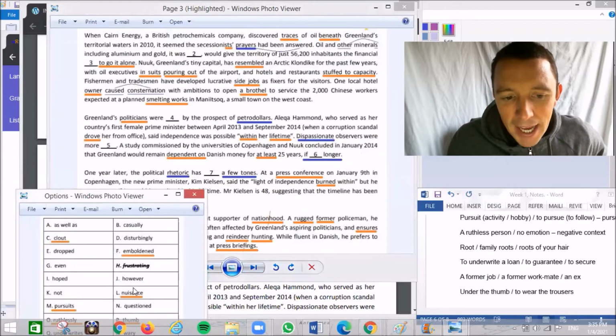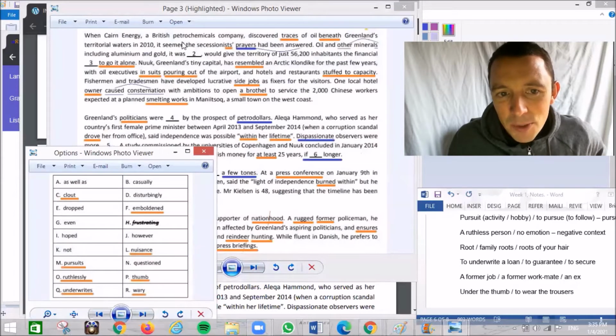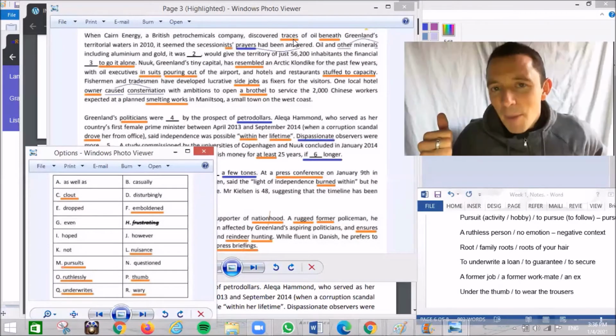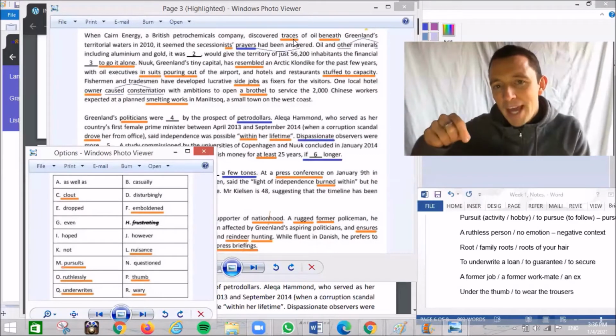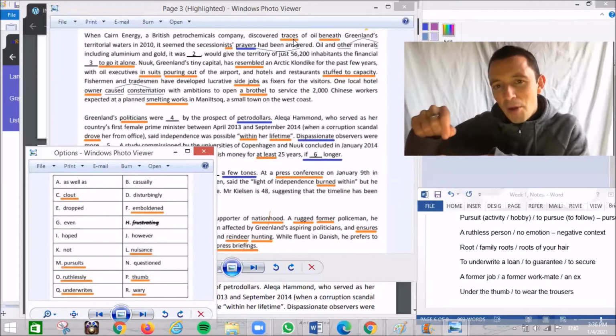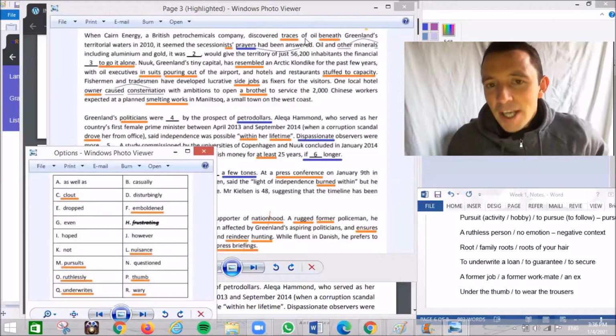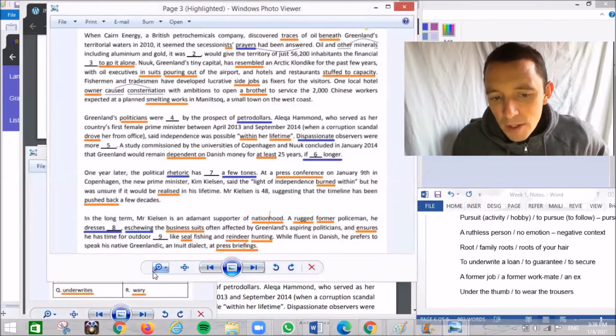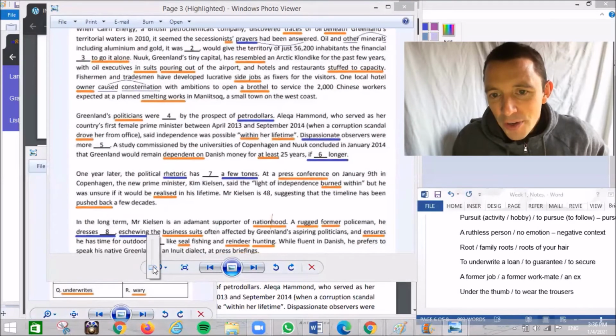The second page, we're going to look at the first paragraph. Okay, and when Kern Energy, a British petrochemicals company, discovered traces of oil, so traces is very good vocabulary, to trace your family roots, to trace your family history, and in paper and pen for the children, they trace. The hand, it's like picture, to draw a picture, okay? And in this situation, it's a trace of oil. It's like a little piece, a small piece of oil. Beneath is good vocabulary for under. So beneath the ocean is under the ocean.